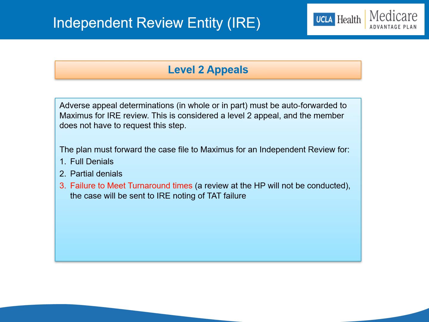Now for number 3, failure to meet turnaround time, that is still a level 2 appeal, but this is one where if we fail to meet level 2, we get that big red thumbs down. We don't get to pass go. We don't get to collect $200. We go straight to IRE jail. Basically, we don't even get a chance to do a review because we missed that time frame, and that's our penalty. So level 2 appeals are the next step. It's an auto step for us here at Part C for Medicare, and the member does not have to request this to happen.